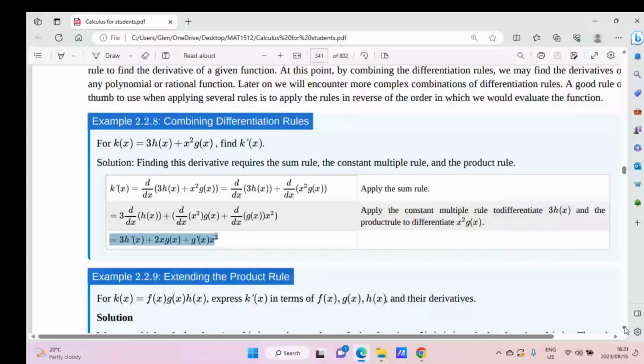So my final answer is f prime of x multiplied by g of x multiplied by h of x, plus f of x multiplied by g prime of x multiplied by h of x, plus f of x multiplied by g of x multiplied by h prime of x. Thank you, Alvin.